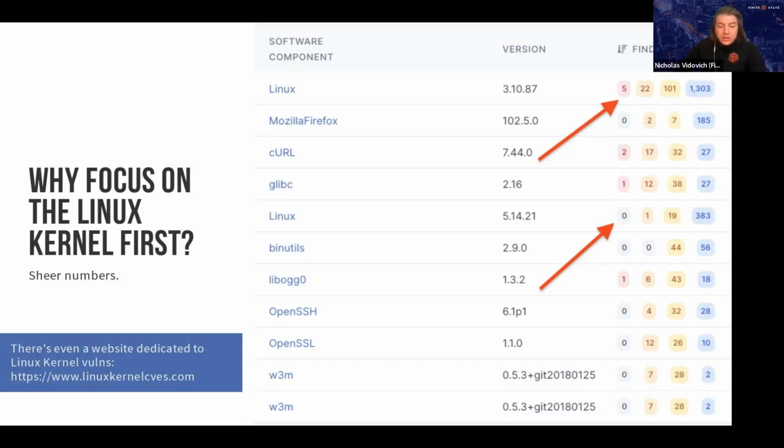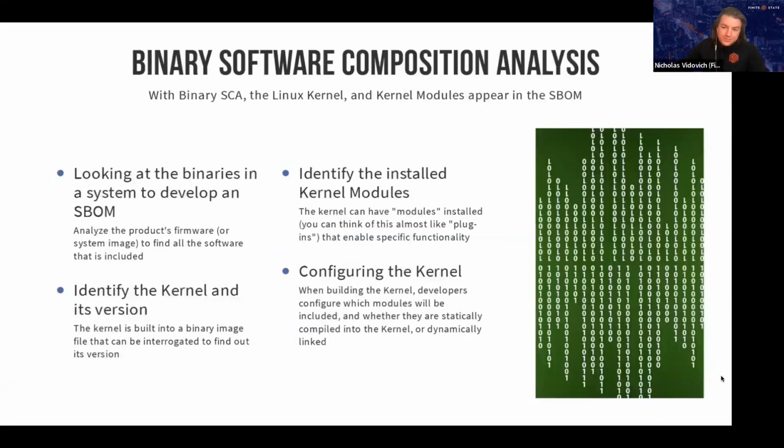So I point out here that there's even a website that's dedicated to Linux kernel CVEs, and it's because the numbers are so big and because it's such an important system in the world of IoT and in critical infrastructure and other devices, that it really comes down to there's a lot that people need to understand about these vulnerabilities.